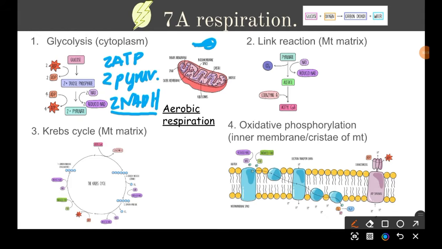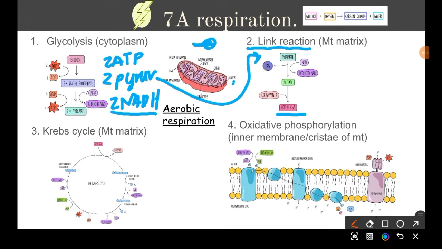Now we're going to move on to the mitochondria. This here is the link reaction. It's the second step of aerobic respiration. It happens in the mitochondrial matrix. The mitochondrial matrix is a sort of cytoplasm, but for the mitochondria. Mainly what we're doing is getting this pyruvate that we formed here and turning it into acetyl-CoA.